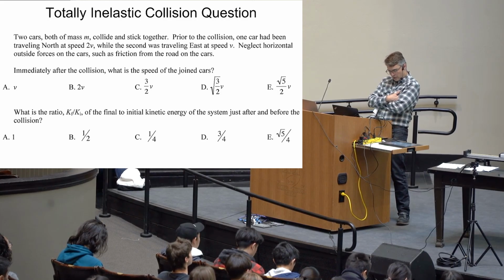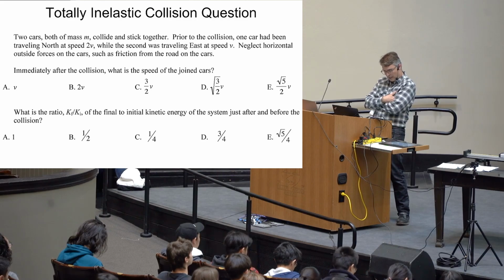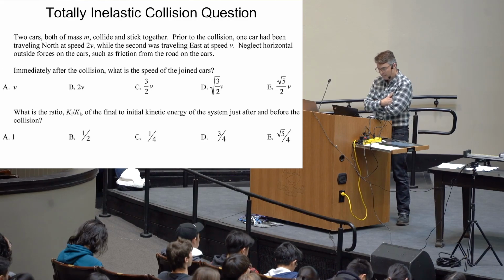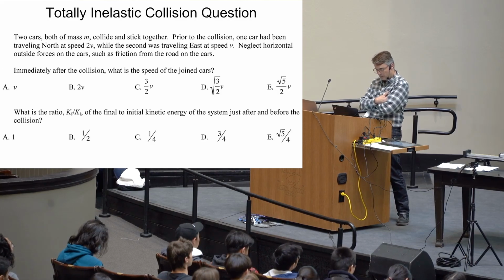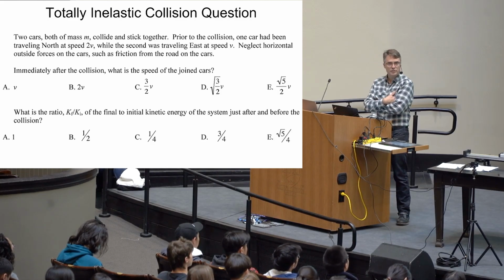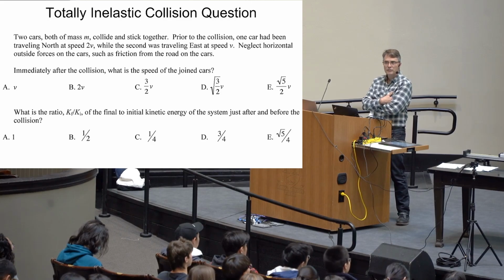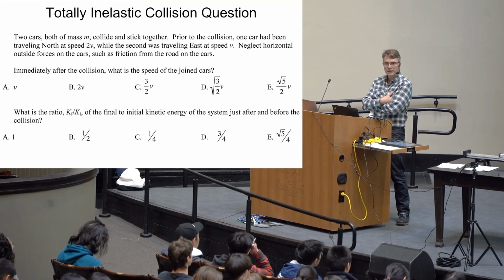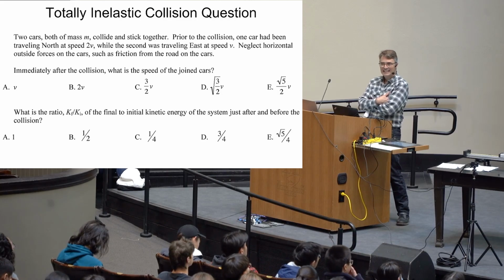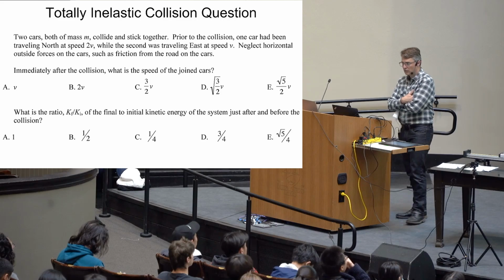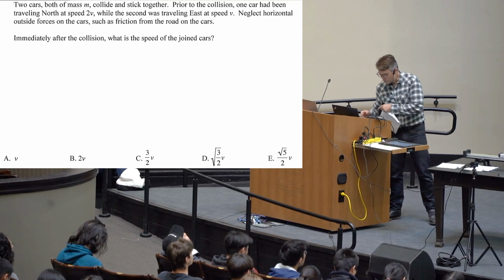And the next question is, what is the ratio Kf divided by Ki of the final to initial kinetic energy of the system just before and just after the collision? This is all the kind of stuff that we've been doing. You're doing the impulse approximation, so you're neglecting external impulse. It's stuck together, so that's totally inelastic. So let's just work it out.